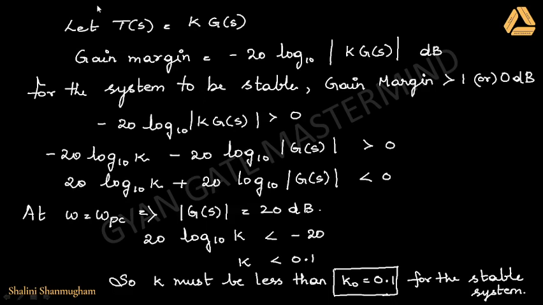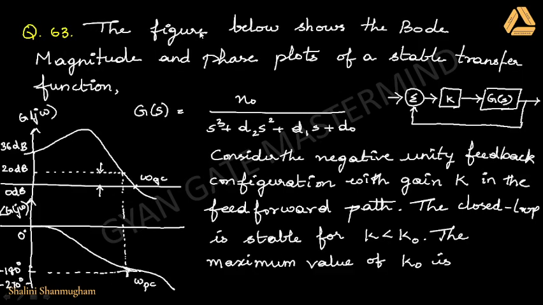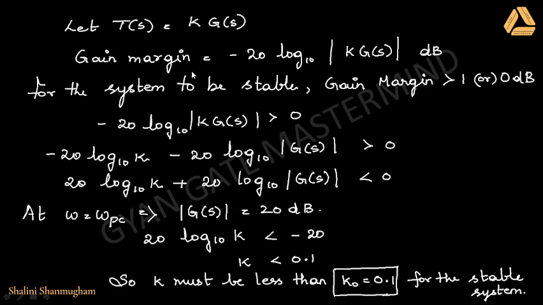Coming to the solution, just assume T(s) to be the open loop transfer function, which is given by K into G(s). So we know that the gain margin is minus 20 log base 10 of the magnitude of the open loop transfer function, which will give you the gain margin in decibels. And for the system to be stable, the gain margin must be greater than 1 or greater than 0 decibels. So just substitute for the gain margin, and it should be greater than 0 decibels, right?